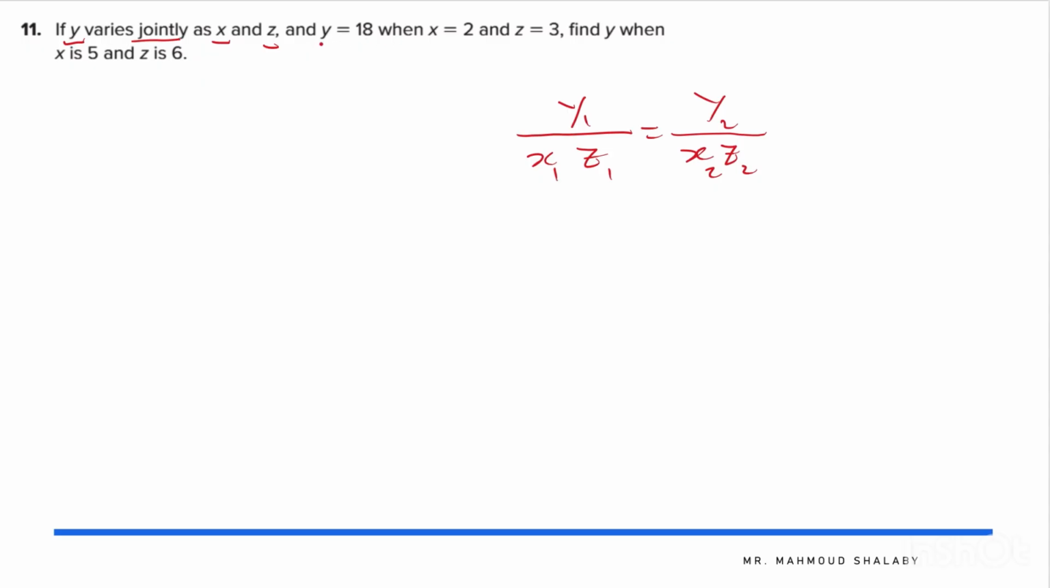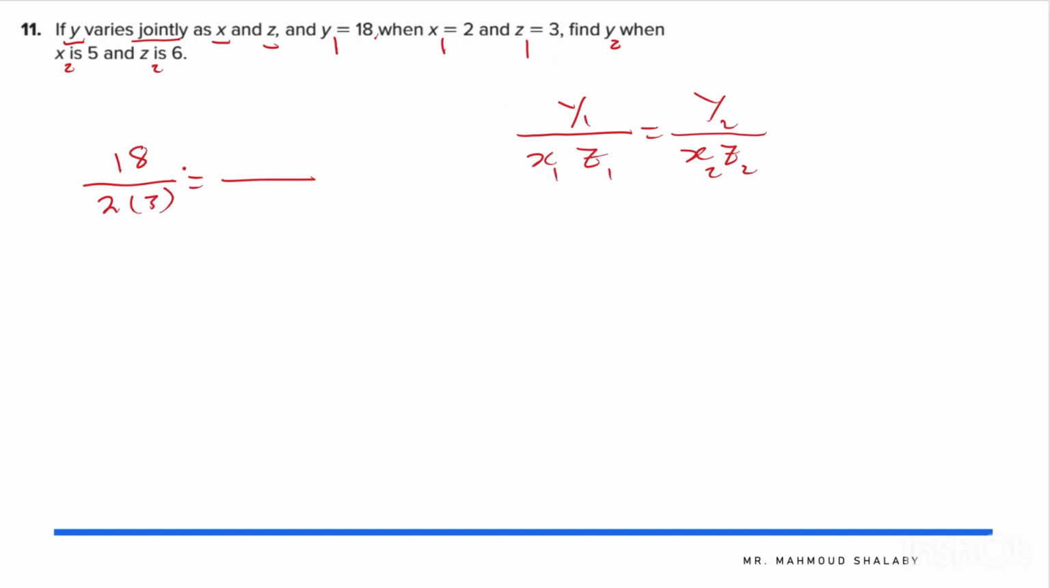Now, y equals 18. It means y1, x1, z1. Find y. This is the second statement. When x is 5, z is 6. So this is how we write the ones and twos. It depends on the statements. So, I will substitute now. Y1 is given as 18, x1 is given as 2, and z1 is 3, multiplied by 3.